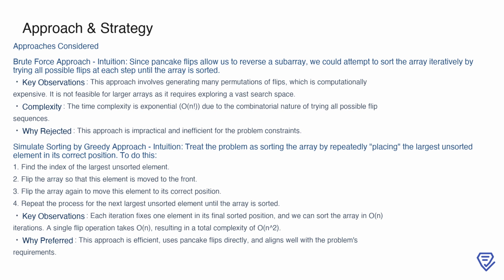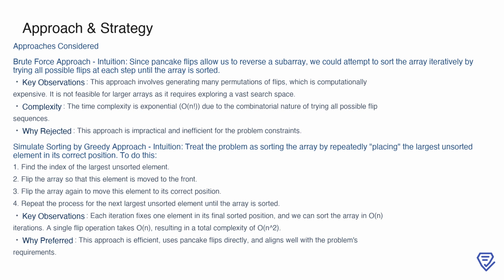Instead, we can simulate sorting using a greedy approach. Here, the idea is to repeatedly place the largest unsorted element in its correct position. First, we find the index of the largest unsorted element, then flip the array to bring this element to the front. Next, we flip again to move it to its correct position in the array. By repeating this process for the next largest unsorted element, we progressively sort the array.